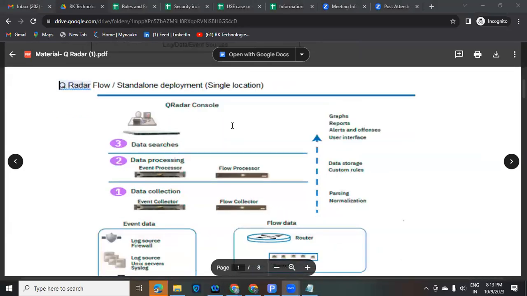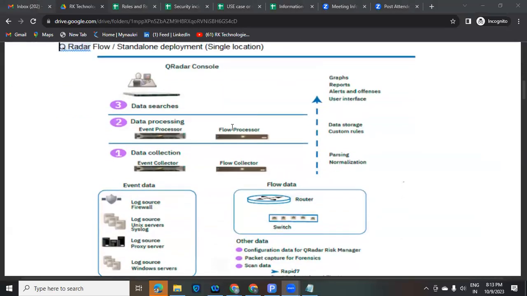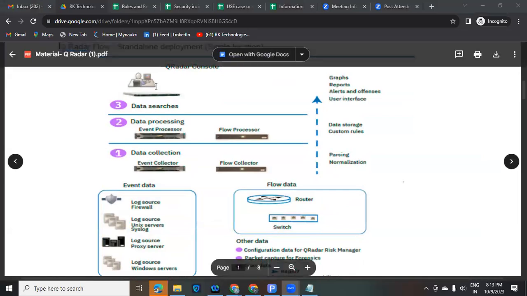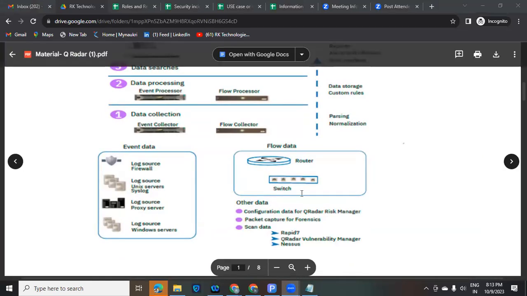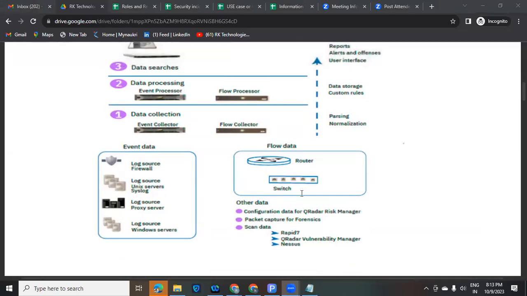So this is for the standalone deployment. Data collection, data processing, and data searches, nothing but event collection and event processing. And finally, whatever alerts we are going to receive. Sometimes we can also represent an event as data, as I said in the class. So this is the event data and this is the flow data. IBM QRadar supports collection of both events as well as flow data.